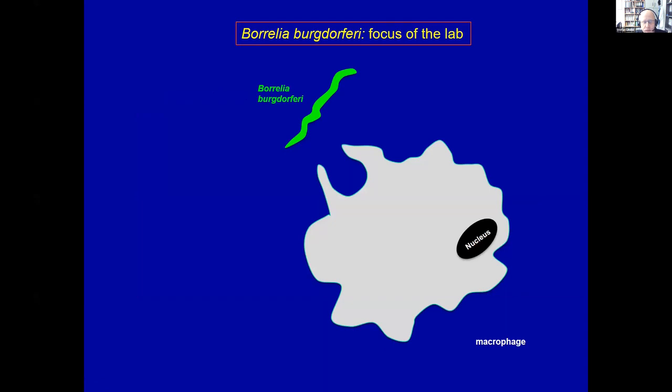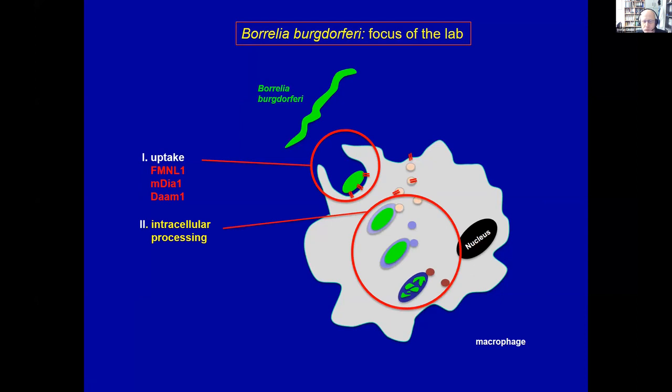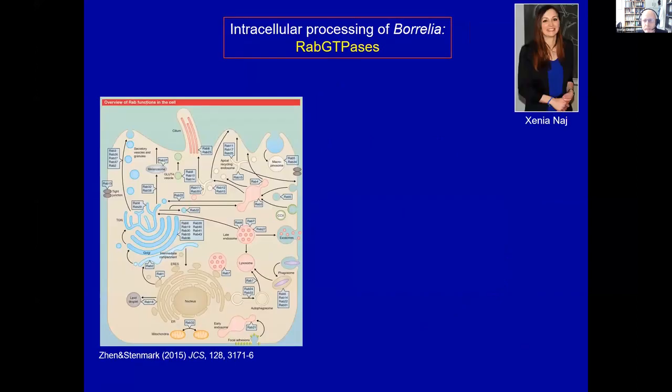More interestingly, the recent focus of the lab is more on the intracellular processing of the Borrelia. So what actually happens once Borrelia has been internalized in the macrophage, and how is it being degraded? And here also Xenia was instrumental in setting this up.